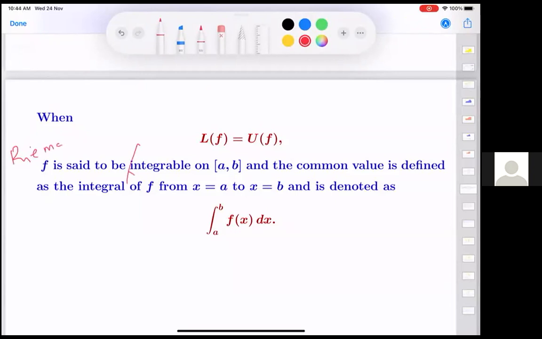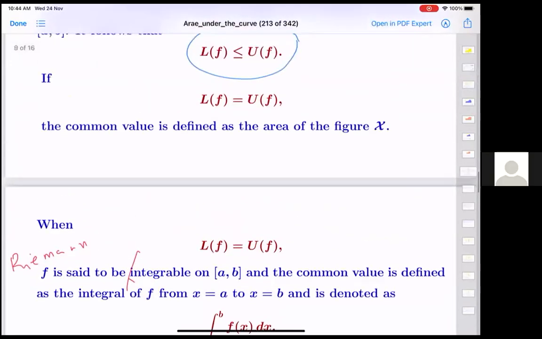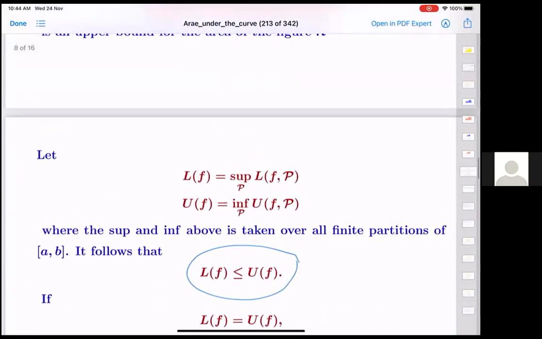Sir, you should consider the L and U over all partitions, right? Oh yes. Look at this here. L(f) is the supremum over all partitions and U(f) is the infimum over all partitions. Okay, sir.